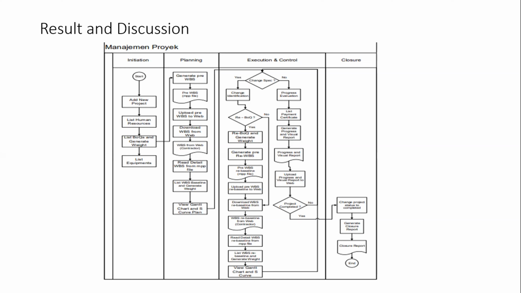If there is a change in the project data, it will carry out the edit planning process. Otherwise, it will proceed to the progress evaluation process, certificate payment, the progress and visual report, and the project completed. And if the project is declared complete, it will enter the change status complete process, generate a closure report, and finally the closure project process.